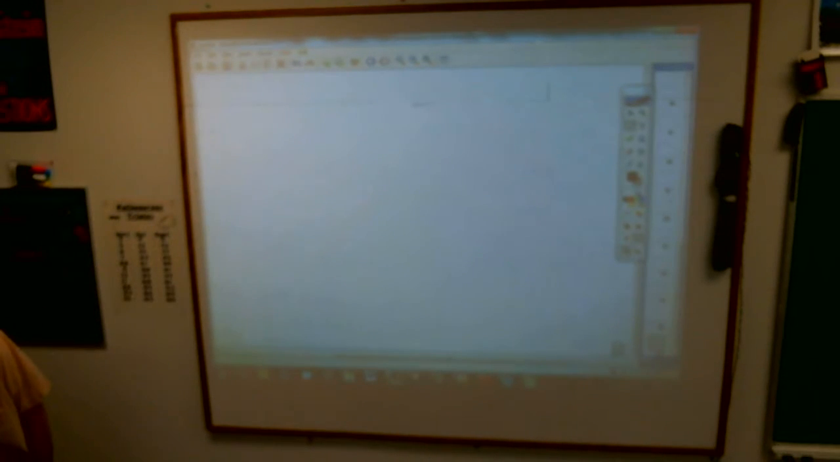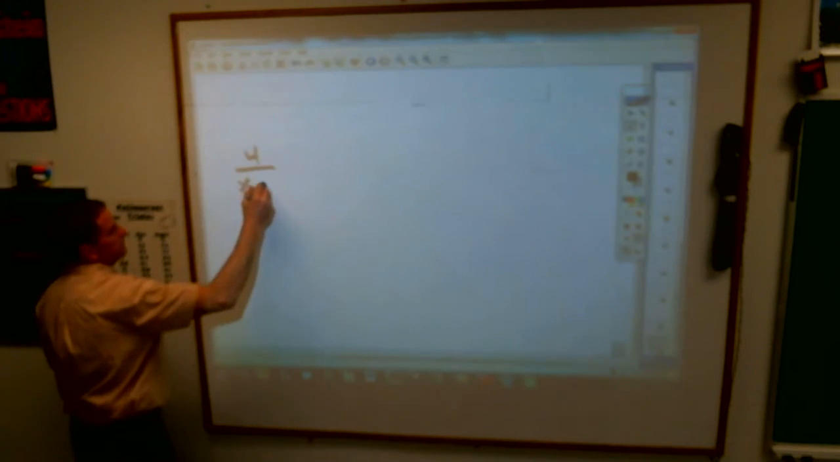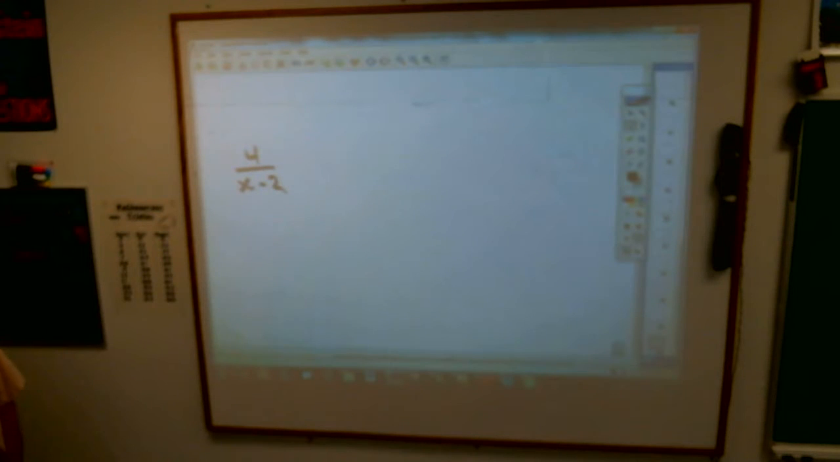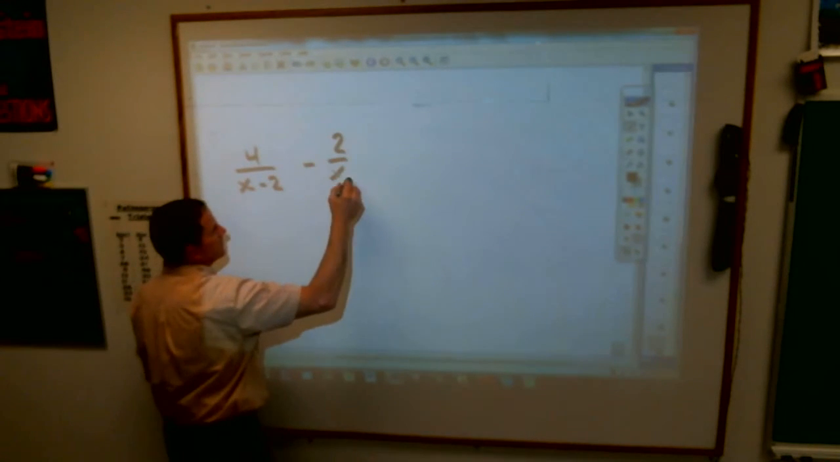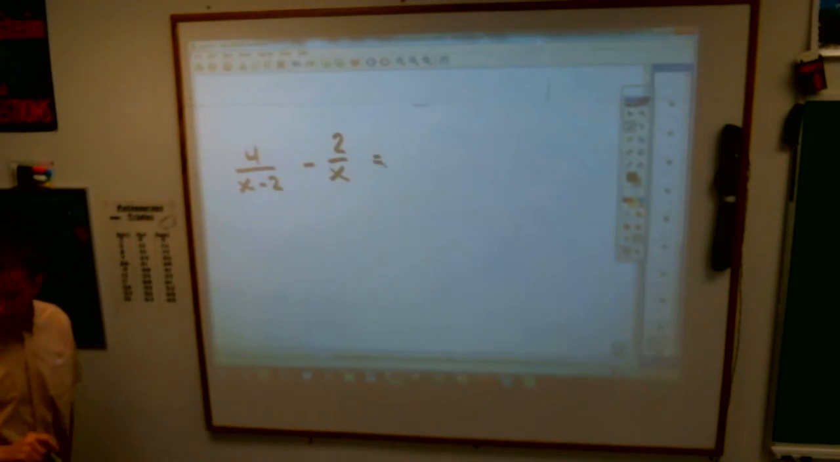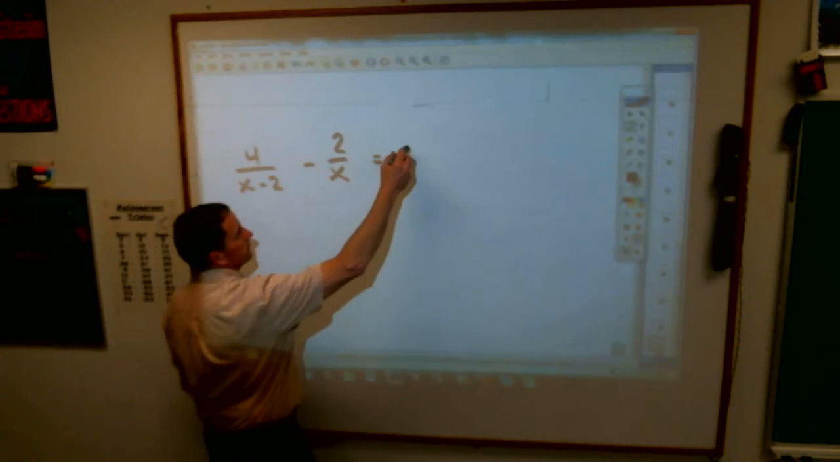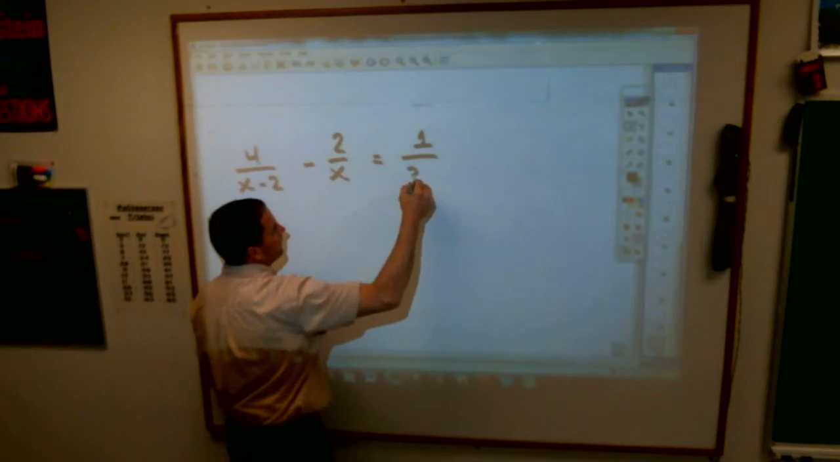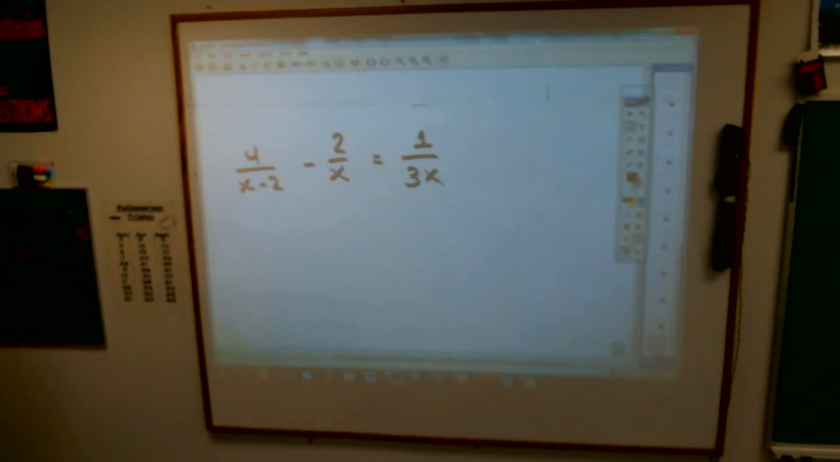How about 4 over x minus 2 minus 2 over x equals, this one's too similar to the last one, 1 over 3x. I will give you 25.2 seconds to try that.